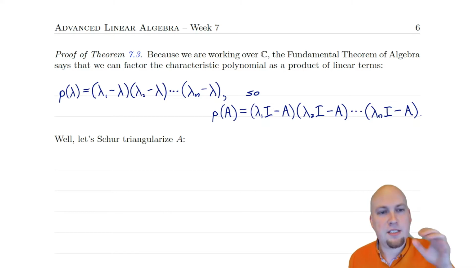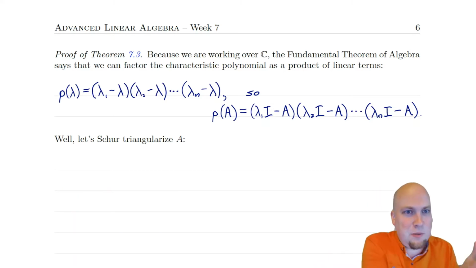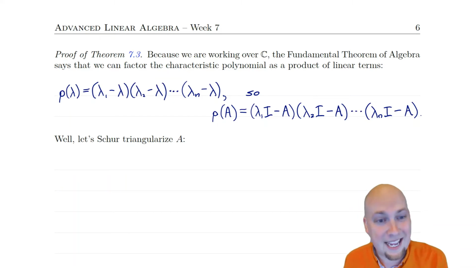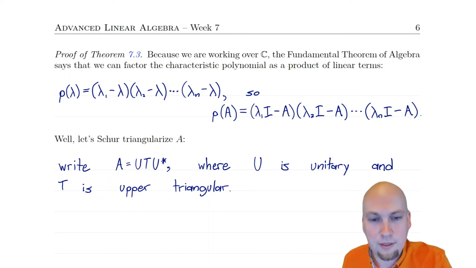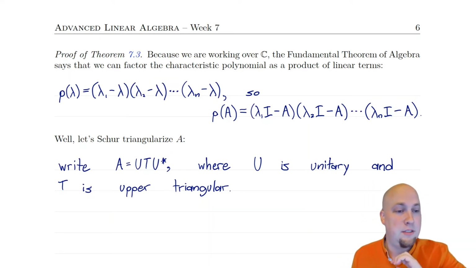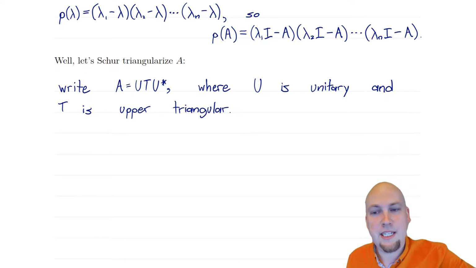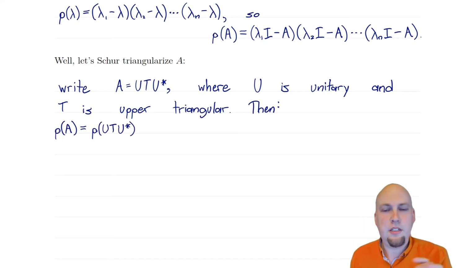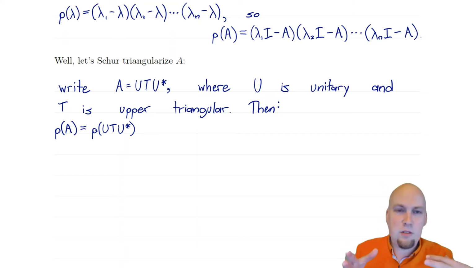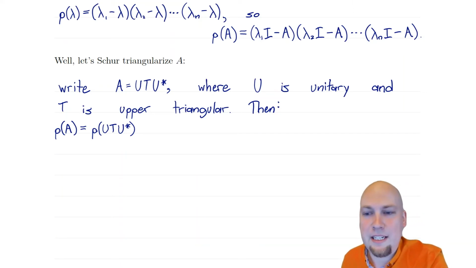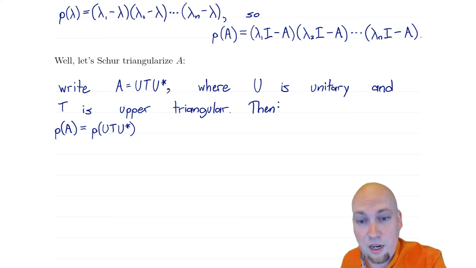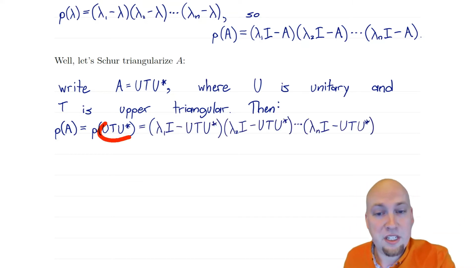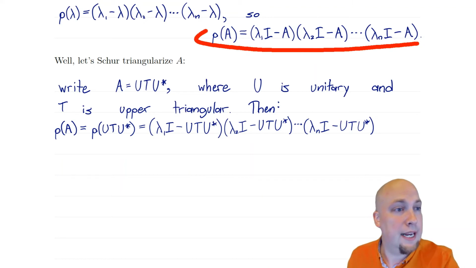All right, so how do we do this? Well, as hinted by the structure of this week's course notes, we're going to Schur triangularize A, and that's going to help us here. So write A as UTU star, which we know from the previous lecture we can always do for a square complex matrix. U is unitary, T is upper triangular. And then we're going to expand out P of A using this Schur triangularization. So P of A is P of UTU star, because A is UTU star. Now I'm just going to plug UTU star in everywhere that I see A on the right-hand side in this equation.